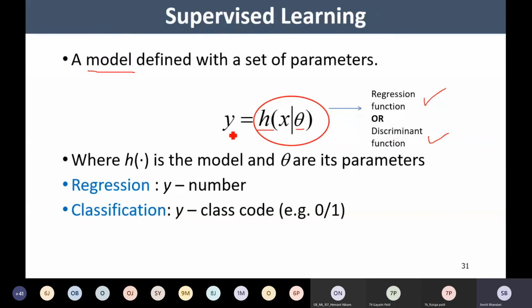If the problem is a regression problem, then my y would be a number, a continuous value, and if my problem is a classification problem, then output y is a class code or a label like 0, 1 and so on. If my problem is a regression problem, then this function h is called the regression function. If my model is the classification model, then the function h is called the discriminant function.